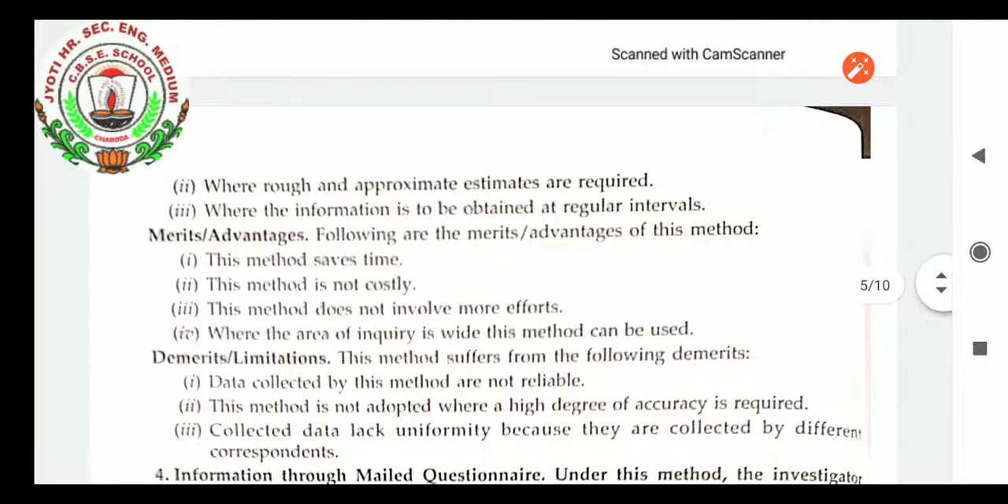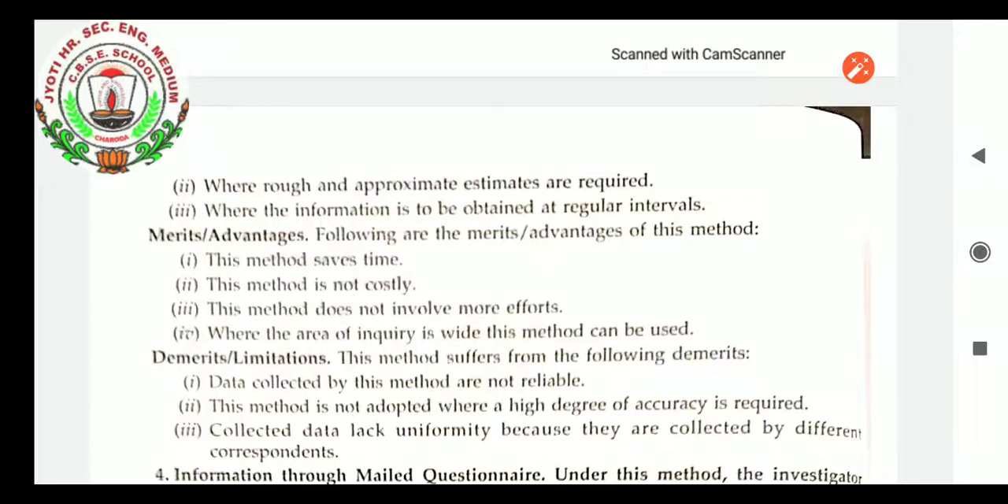Now advantages. As there are so many people helping us to collect the data, it saves time, it saves cost, and it does not involve more effort. The area of inquiry can be wide, that is a very good point. So these are the various merits.